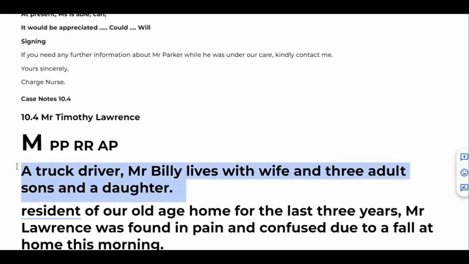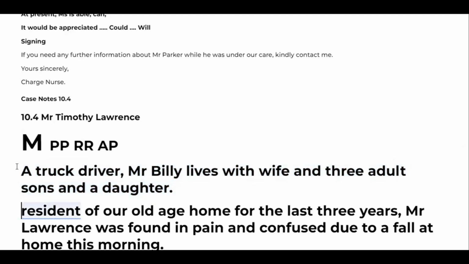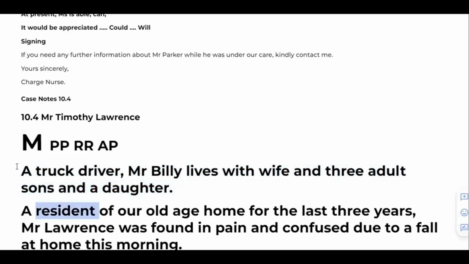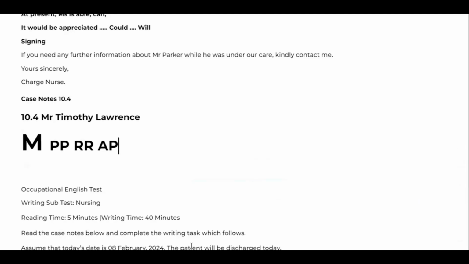I'm not talking about the second paragraph. So these are the things you can follow. Please copy this one and make it your own style. Or a resident of our old age home for the last 3 years. This is also completely fine. You can write this way. So again, I'm going back to my real target here, APV. Okay, APV. So you have to decide one of them. So we have decided this is an admission case.